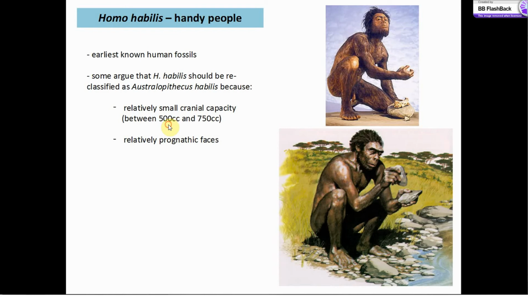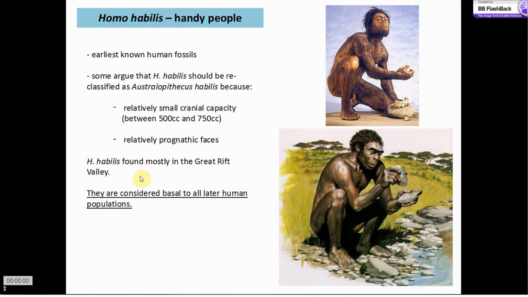Who knows? Most Homo habilis were found in the Great Rift Valley, and their great age, which is about 2 million years to 1.8 million years, and their anatomical features and their location in the Great Rift Valley all suggest that they were basal to all other human populations. So what that means is that probably all other human species evolved from this first population of Homo habilis uncovered at the Great Rift Valley.